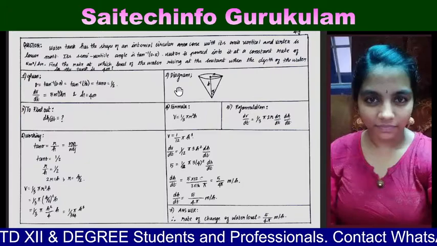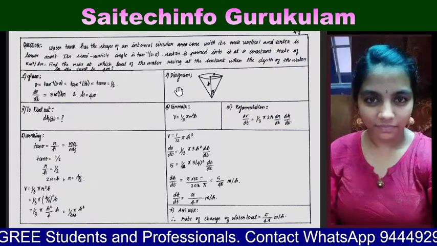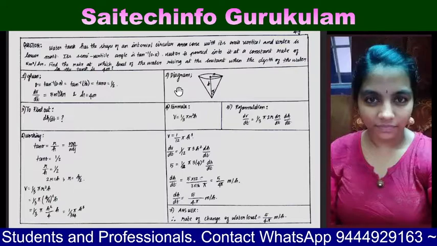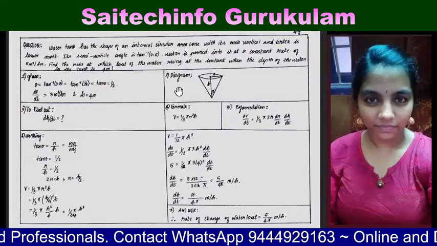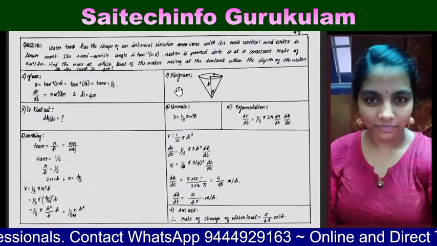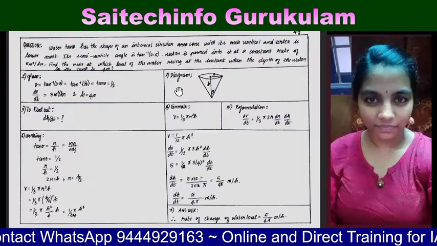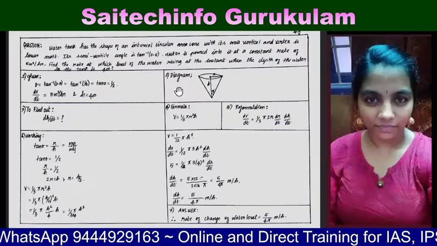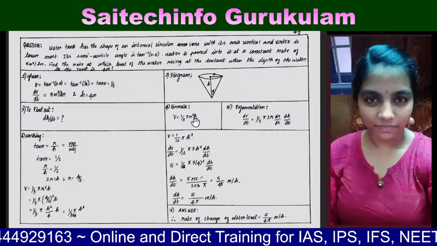To find out dH by dt, the formula: volume of the cone is equal to 1 by 3 pi r square h. In reformulation, I have done the differentiation with respect to t. So dV by dt equal to 1 by 3 pi 2r dr by dt dH by dt. So I have started the working with tan theta is equal to r by h, which is equal to opposite by adjacent.